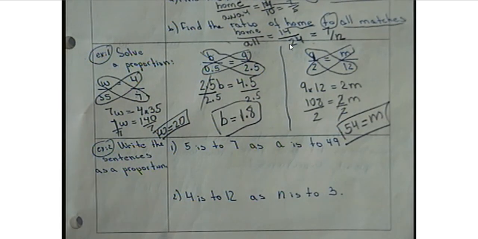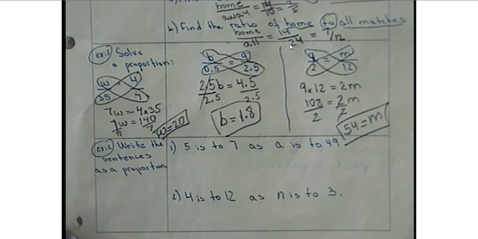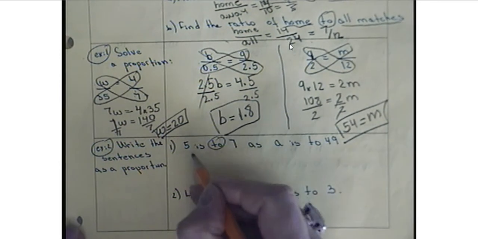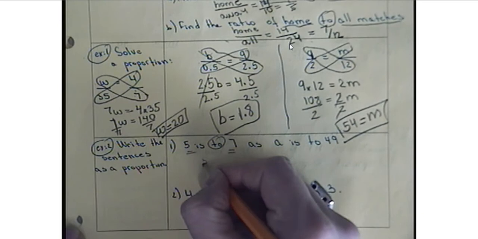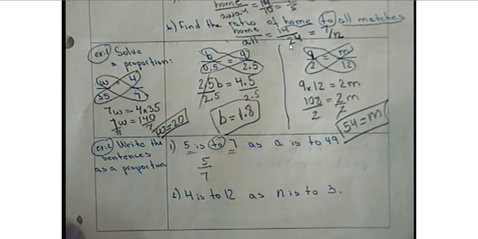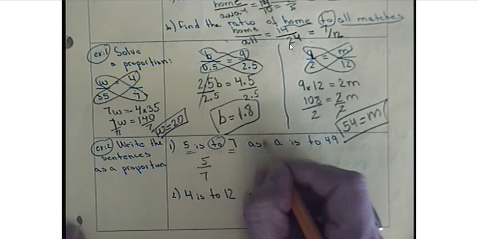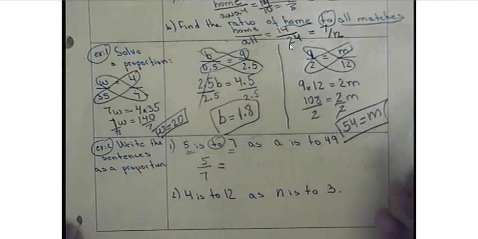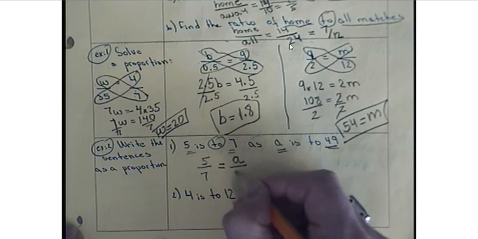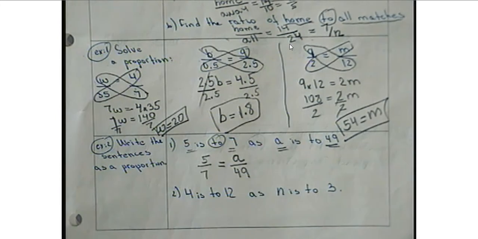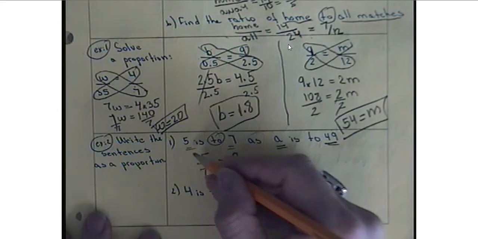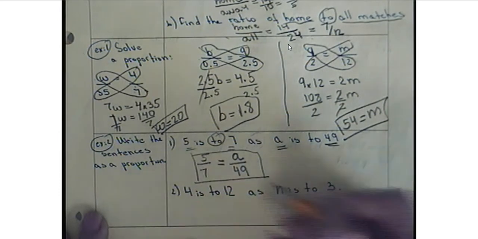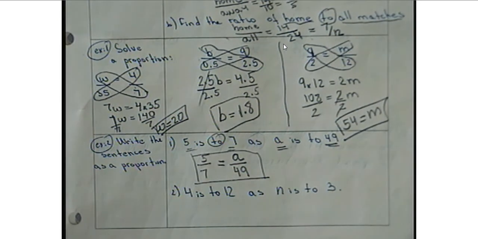So we have 5 is to 7, as A is to 49. And that's it. It doesn't say solve it, it just says write the proportions. So I'm done. We wrote it.